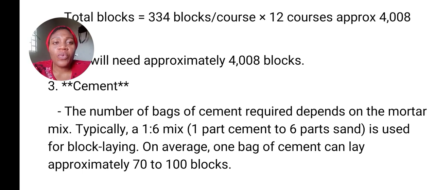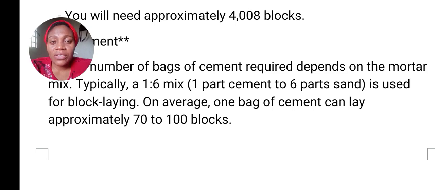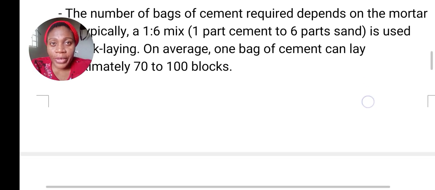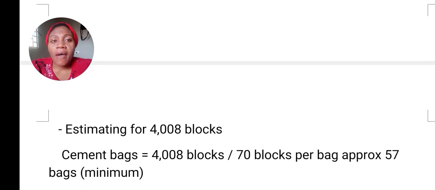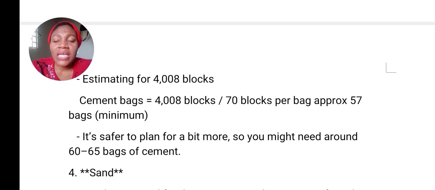Okay, so when you work with this, on average 1 bag of cement can lay approximately 70 to 100 blocks. This depends on those working for you, but we are going to work with 70 blocks. 1 bag of cement will go for 70 blocks. If it's going for 80, 90, 100 for you, you work with that. Okay, so estimating for 4,008 blocks, cement bags will be 4,008 blocks divided by 70. I told you we are going to work with 70 here per bag, and that will give you approximately 57 bags minimum.